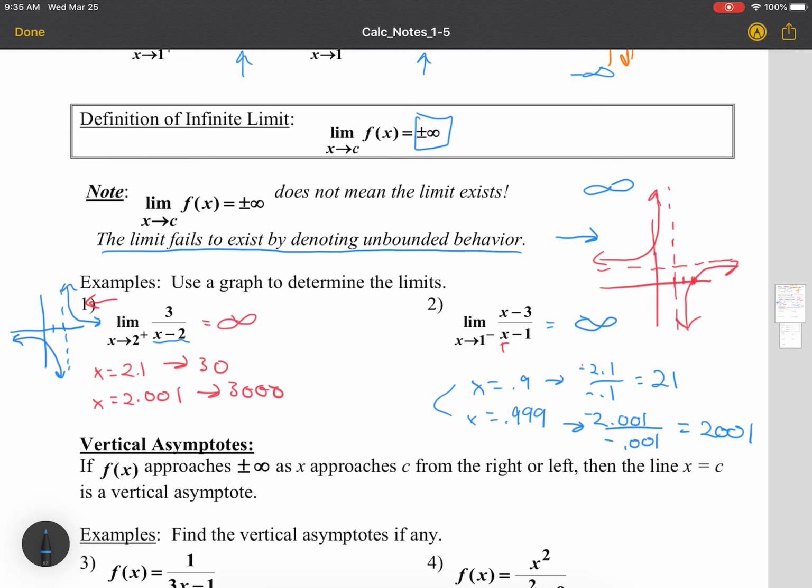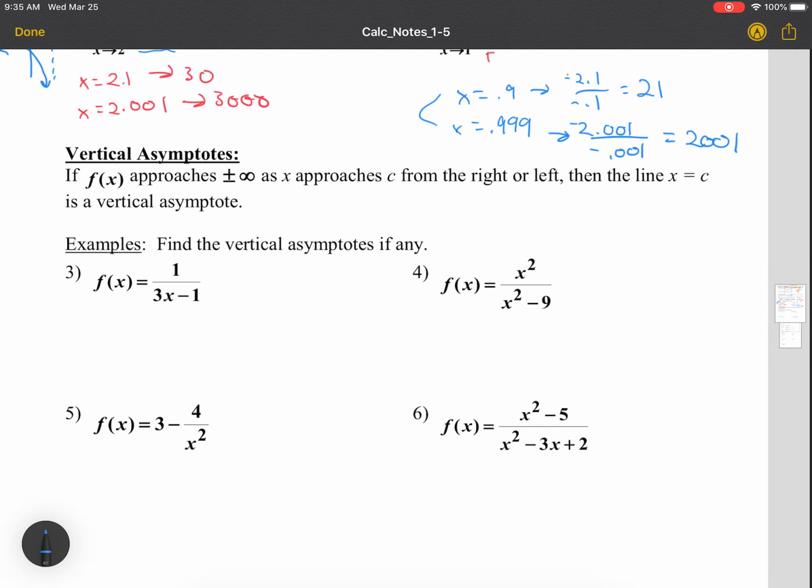We've been using this strategy a lot, but now we're going to just define it. If f of x approaches positive or negative infinity as x approaches c from the right or the left, then the line x equals c is a vertical asymptote. Okay? So let's look at some examples. Like I said, we've been using this strategy a lot. Now we're identifying it as a strategy for certain situations. So if we're finding the vertical asymptotes for 3 through 6.